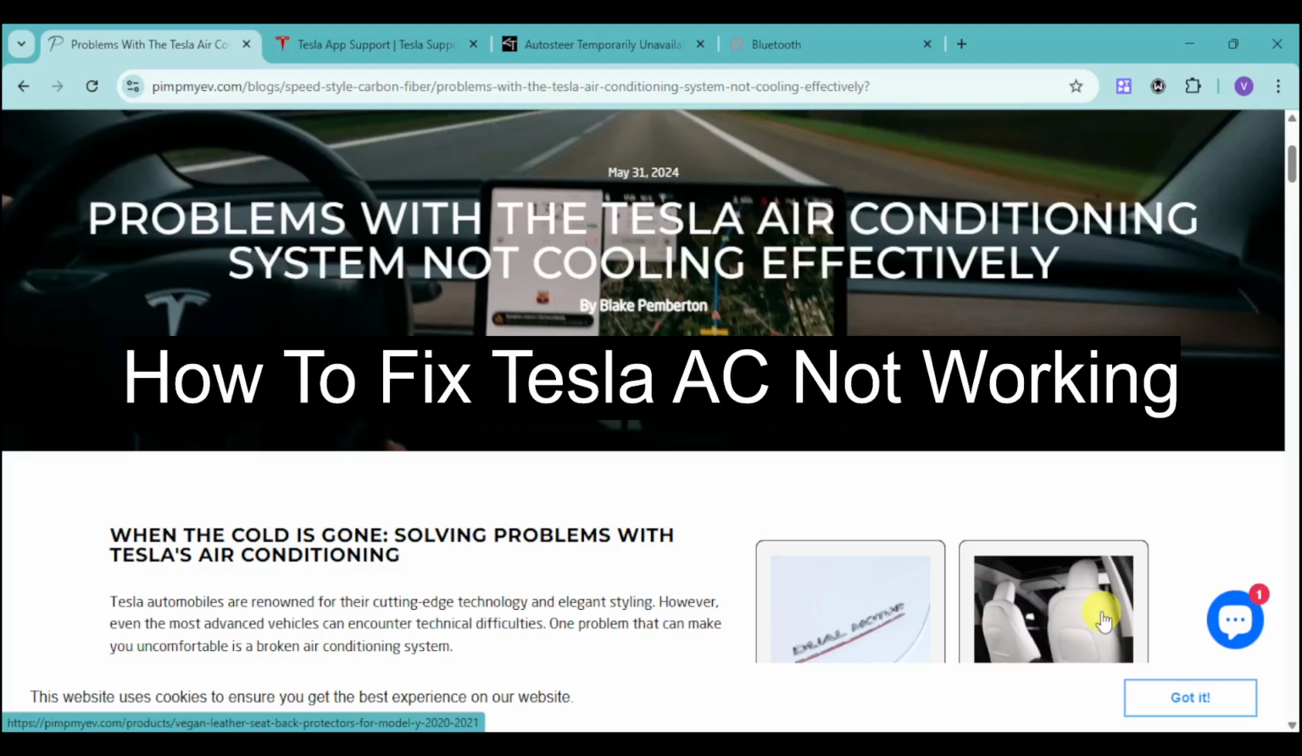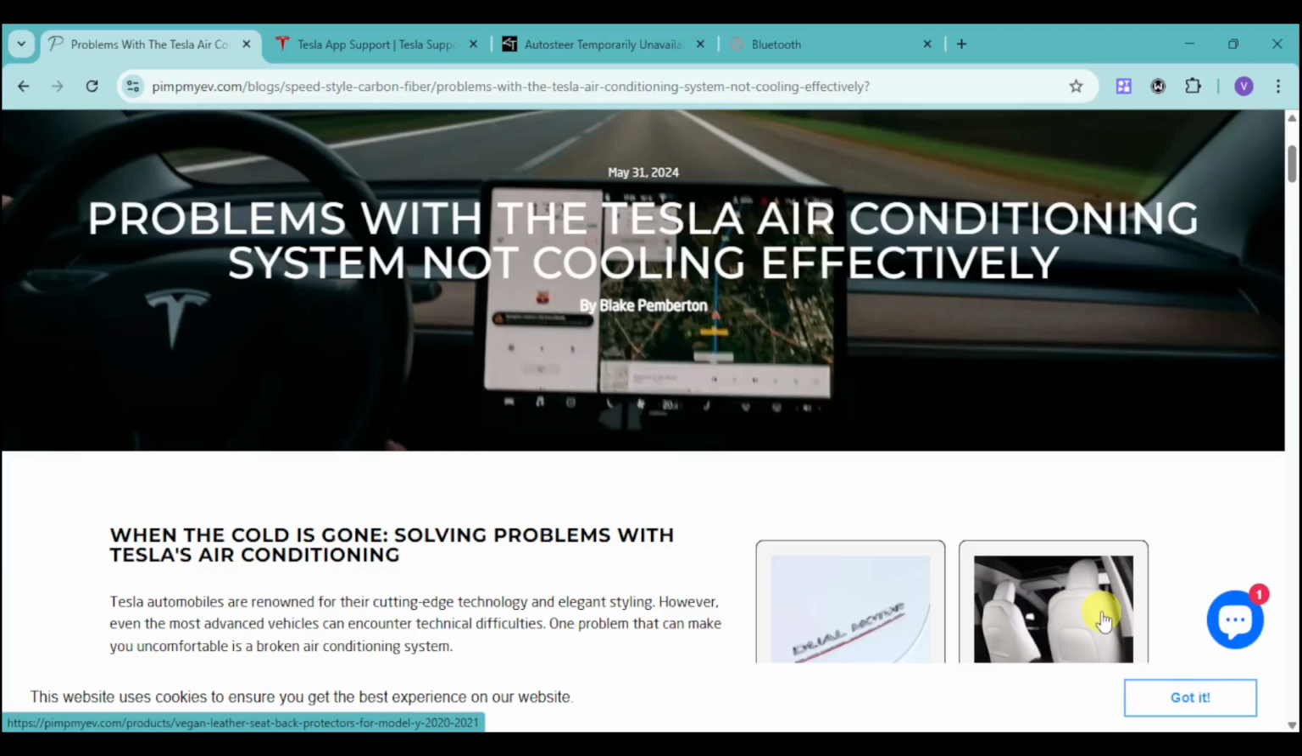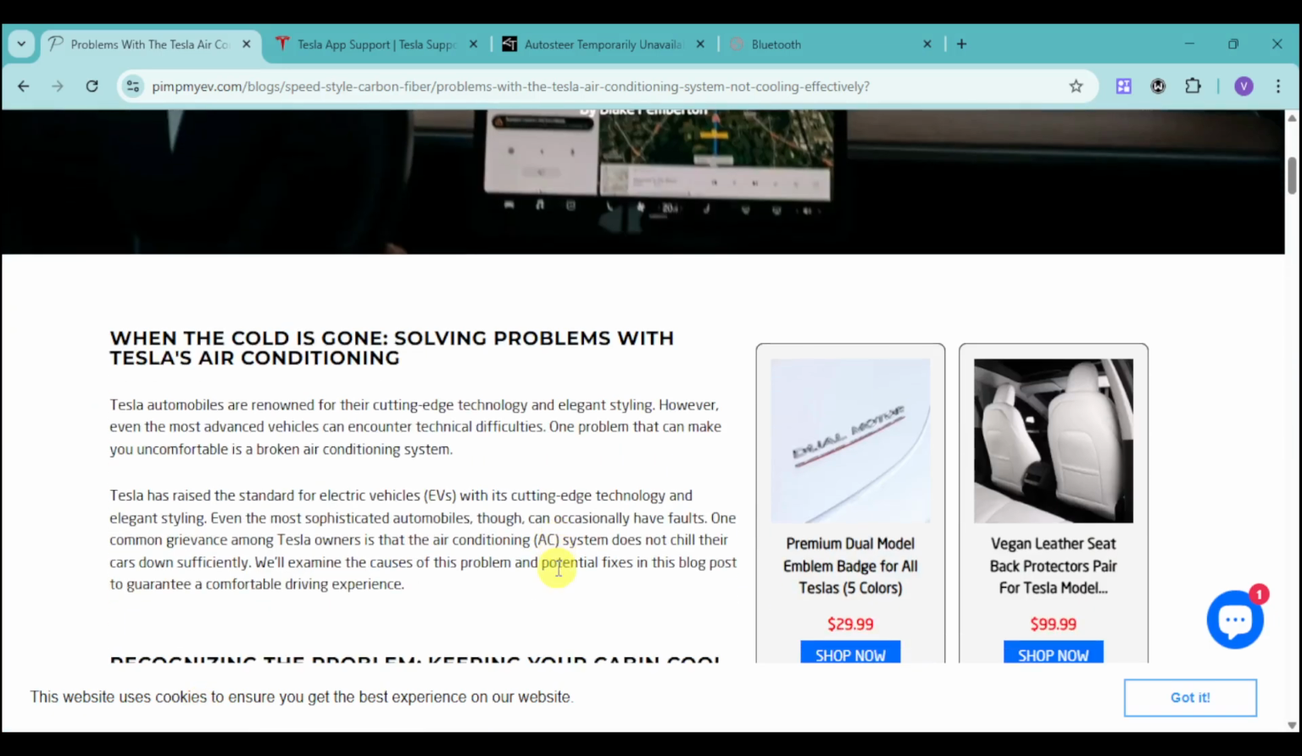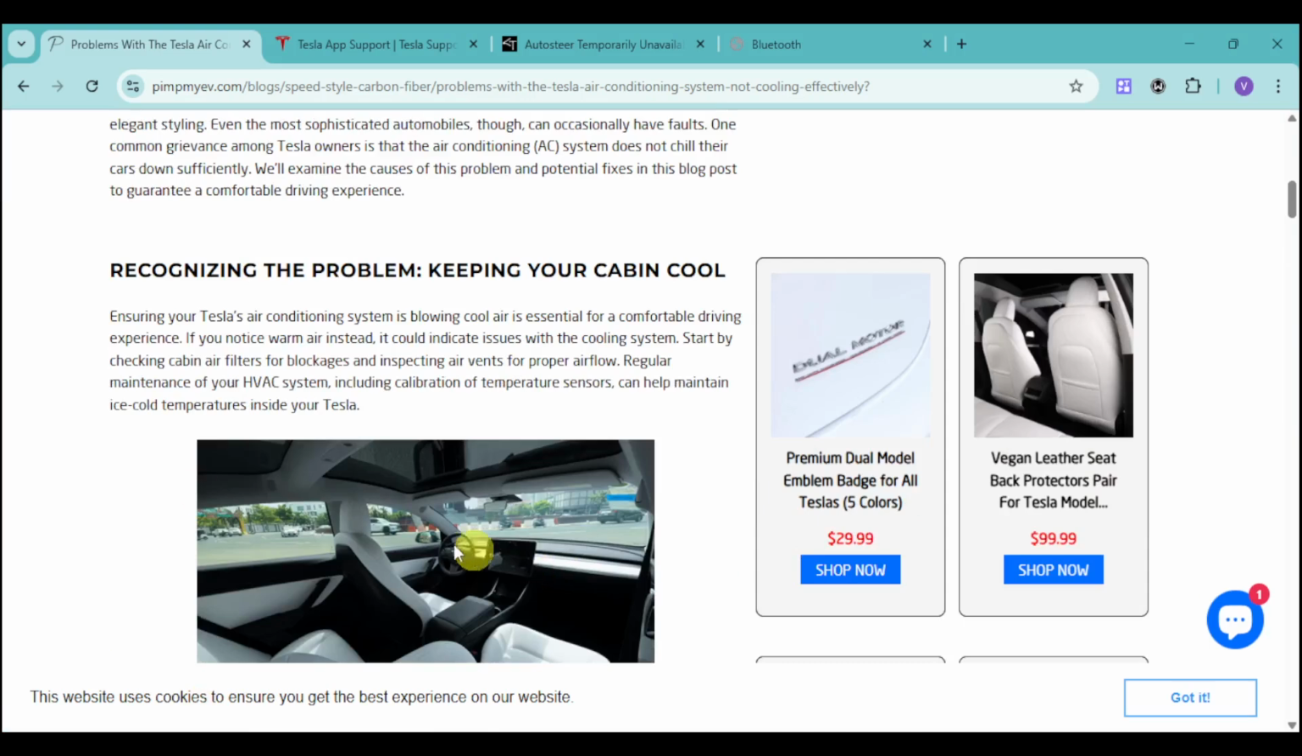Hi, in this video I will show you how to fix Tesla AC not working. So if the air conditioning on your Tesla car is not working, we can head over and solve the problems that actually happen. So you first need to recognize the cabin.